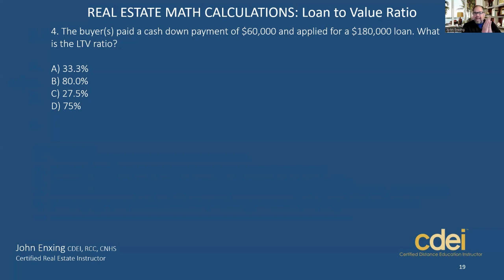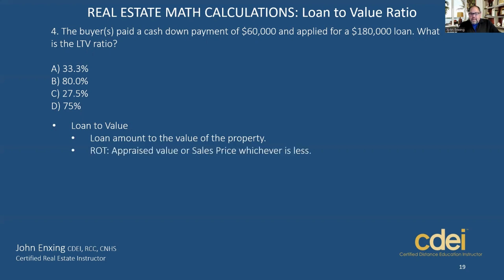So I'm borrowing 80% of 100,000. That's my loan amount to the value of the property. Okay, now you got to know some rules of thumb here. This is very important that you know this, and it does make sense, and I'll explain it. Again, we're talking about the loan amount to the value of the property. The rule of thumb you want to know about LTV is you have to use the appraised value or the sales price, whichever's less.